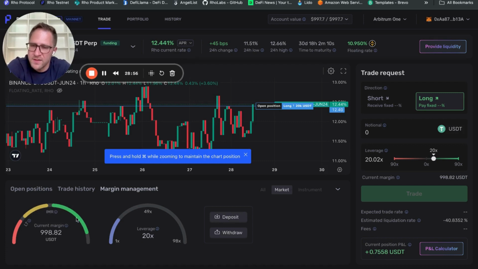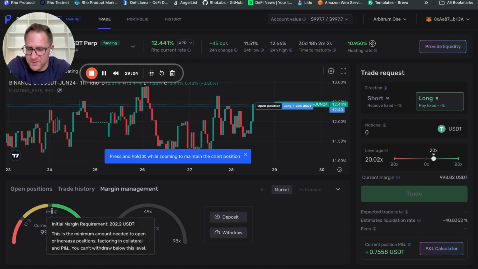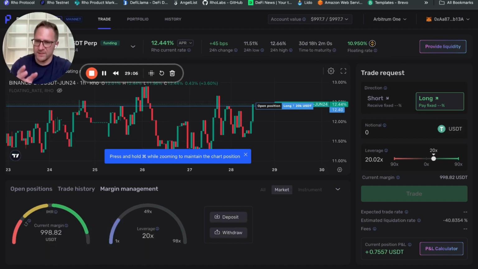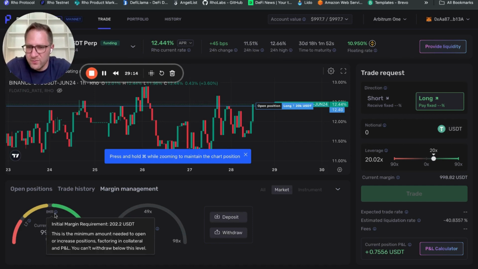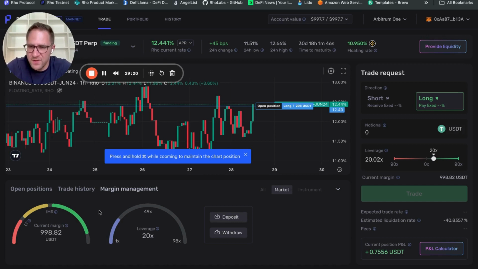So this little arc here is very important to keep an eye on. The couple of parameters you need to understand are initial margin requirement, which is the minimum amount of collateral we ask you to place for your given rate, for a given trade size, at a maximum leverage. So you see right now, we're at about 202 USDT. That is the minimum amount of collateral you need to keep in order not to be below the initial margin requirement and not get closer to the risk of liquidation. Right now, we traded on 20x leverage on the market, which allows you 90x plus.